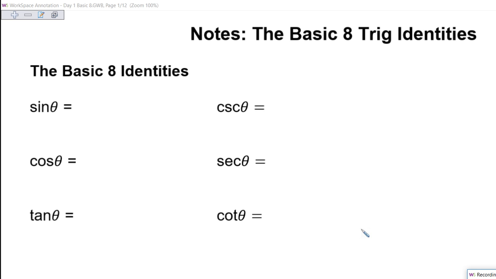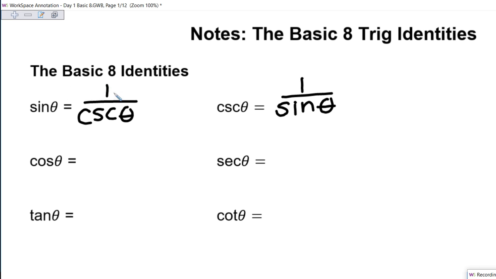Now, if you notice, we have sine, cosine, tangent, cosecant, secant, and cotangent. All of those are the reciprocal identities. We know that cosecant is a reciprocal of sine. So to write it as a reciprocal, we can write it as 1 over sine of theta. And sine is also the reciprocal for cosecant. So for sine, I could write that as 1 over cosecant of theta.